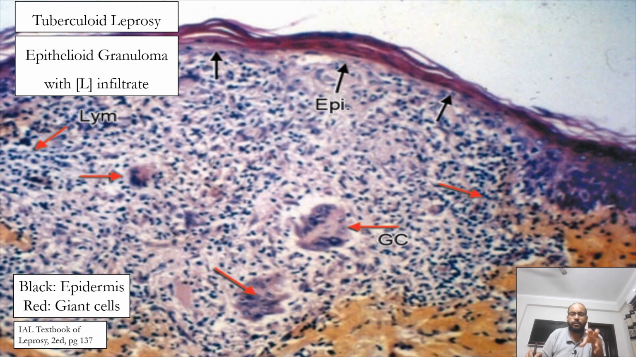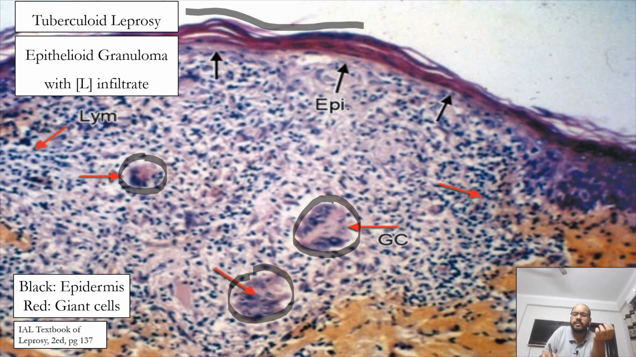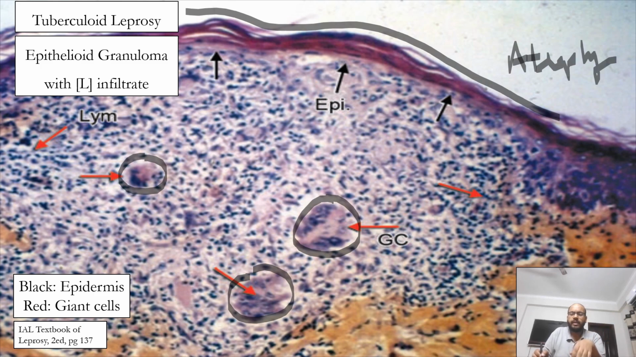Now this is tuberculoid leprosy. I've taken this from the IAL textbook. In tuberculoid leprosy, you will see an epithelioid granuloma with lymphocytic infiltrate and giant cells. This is one giant cell, another giant cell. These red arrows are showing giant cells, and you can appreciate how large they are, and so many nuclei are there. You can also see that the granuloma is reaching up to the epidermis, leading to epidermal atrophy. So the granuloma is touching the epidermis.